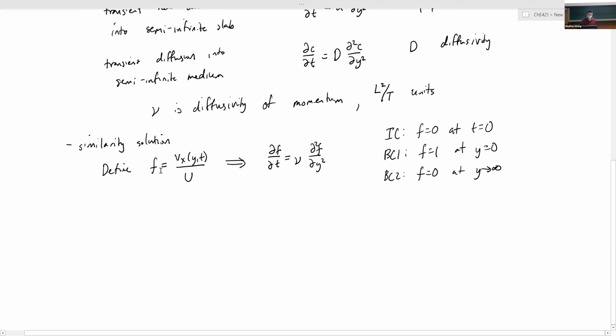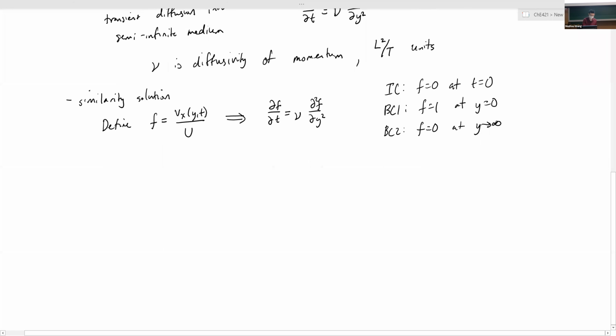Because f has no units, it also must depend on some other quantity that also has no units. But of course, y and t do have units. My f here has to be a function of both y and t. Y has units of length, and t has units of time, and so perhaps my f should depend on some combination of length and time to give me something that has no units. Does that kind of make sense? So let me write that down while you guys think about that.